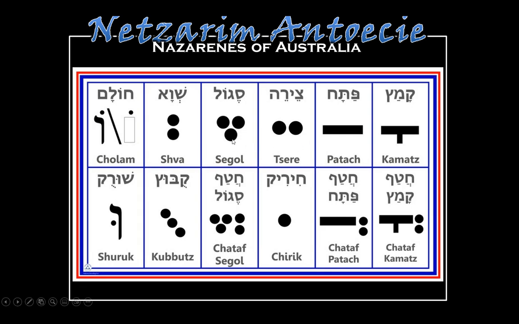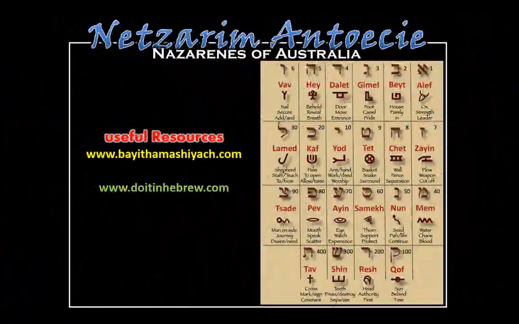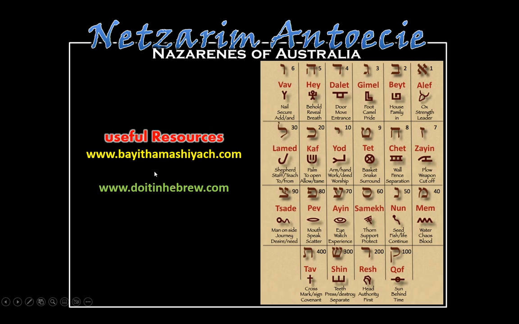And then we have segol, which is a short E sound. Then we have zere, it's a longer E sound. Then we have patak, short A sound. Kama, it's a longer A sound. So now we will come to the last page. And again, we have the resources, which we want to encourage you, use them, because they will help you so much. And so let us look at some of the letters.